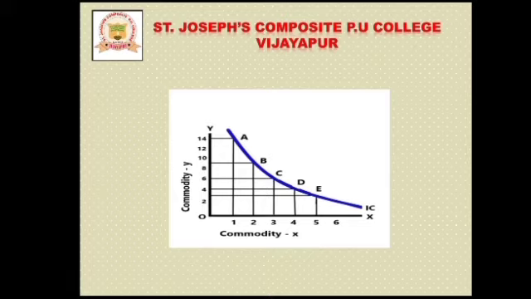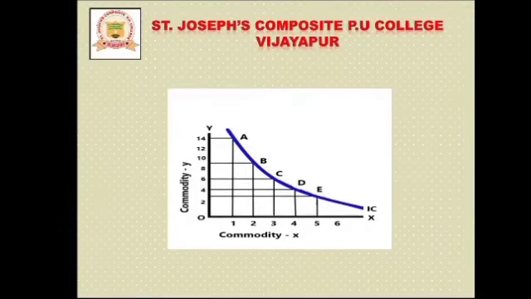So all the points of this curve give an equal level of satisfaction to the consumer, and thus the indifference curve is also called the iso-utility curve. Why is it called the iso-utility curve? Because all the points on this curve give the equal level of satisfaction. For this reason it is called the iso-utility curve. Okay, so this is the diagram of the indifference curve.